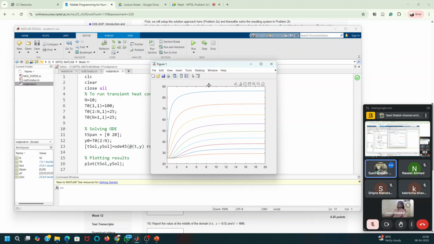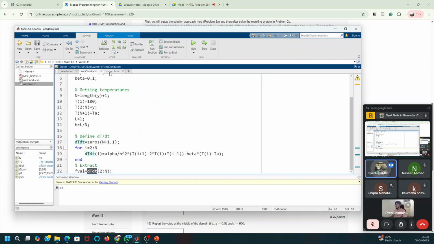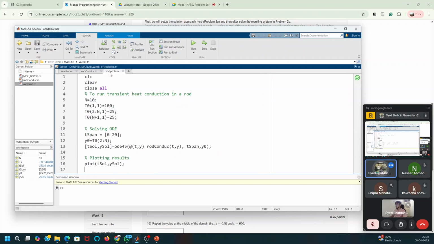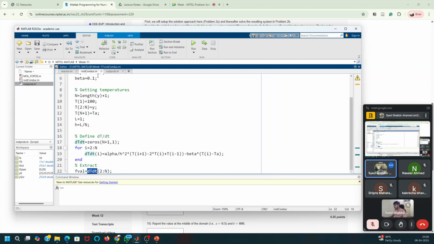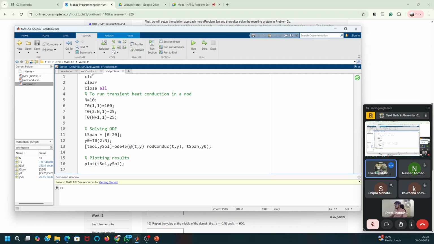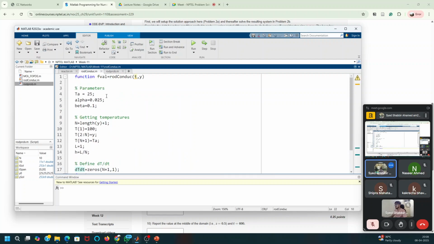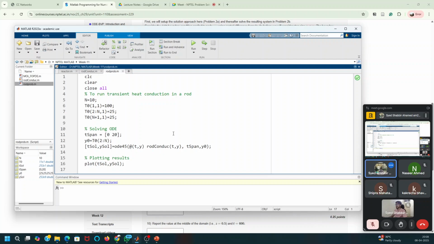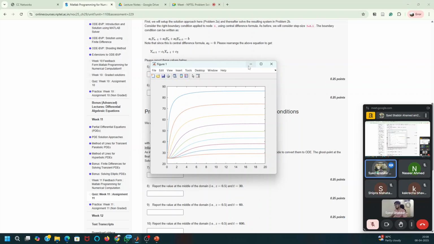So that's how we have solved this rod conduction problem, which is a second order partial differential equation, to get the solution of temperature varying with respect to time at various points on the rod. So here we have used the method of lines.